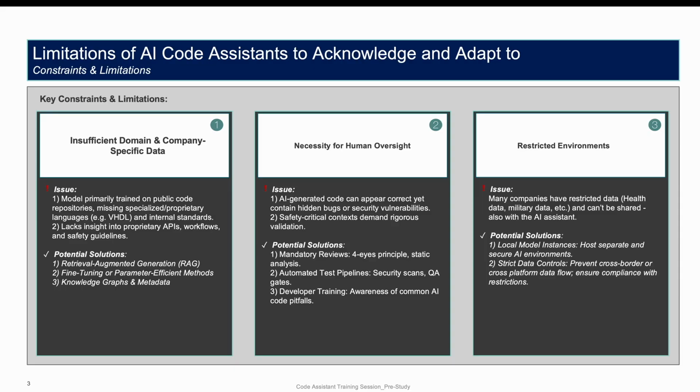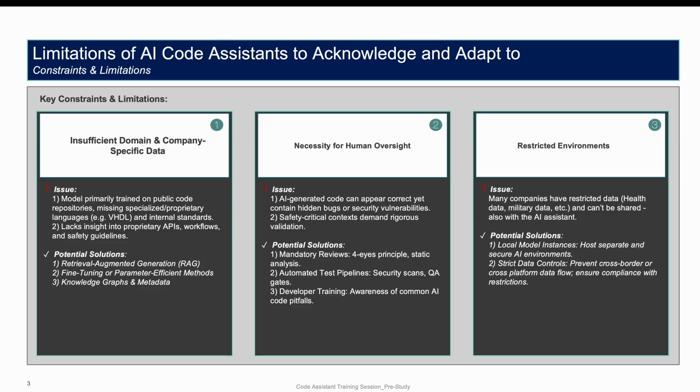I'm sure some of you have heard of the four-eyes principle, and static analysis. So you utilize automated test pipelines with security scans and QA gates, and then provide developer training as well to raise awareness of common AI code pitfalls.